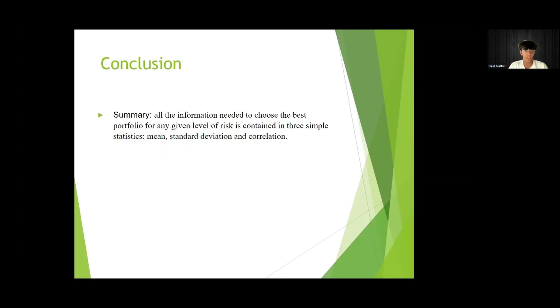All the information needed to choose the best portfolio for a given level of risk is contained in three simple statistics: mean, standard deviation, and correlation.